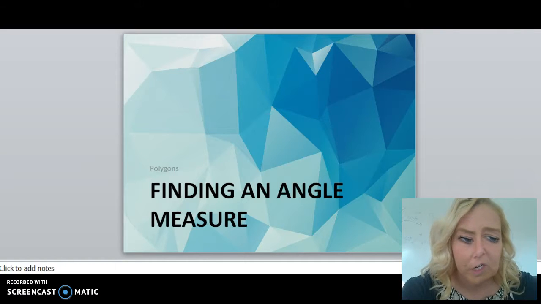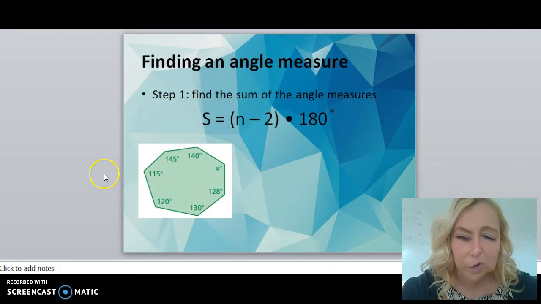Anyway, this is your video continuing about polygons, but in this video, I'm going to teach you how to find the measure of a missing angle. So the first step is we're going to apply what you learned about in the last video. We're going to find the sum of the angle measures. So I want to know what this polygon adds up to.